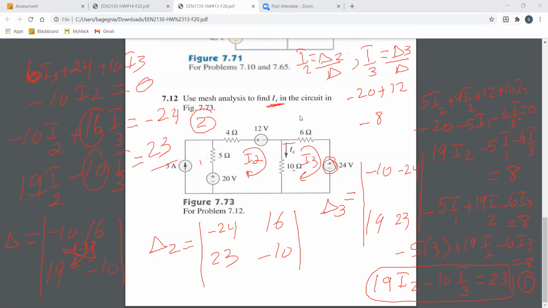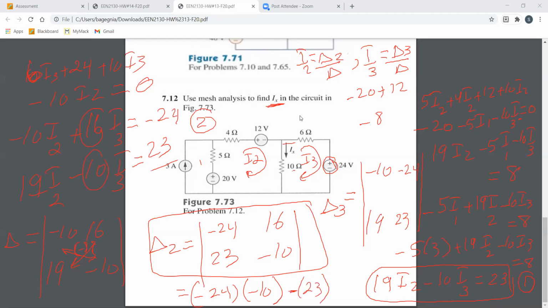Again, it's up to you, whatever method you use, that's fine. But as you see here, it's very clear, minus 24 multiplied by negative 10, and if you make it clear with the parentheses, with the minuses, and then the minus, and then 23 multiplied by 16. So put everything in a bracket. Then if you try to review or check your results, you could easily find out if you did anything wrong.